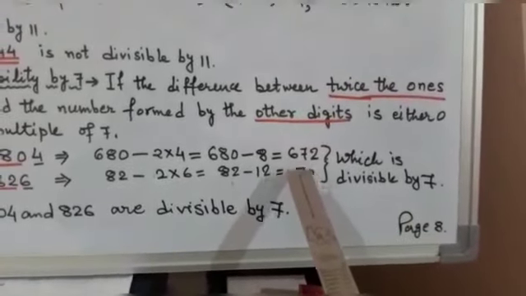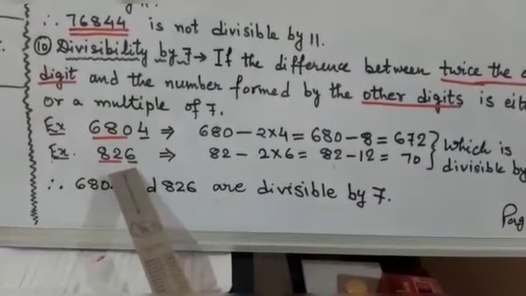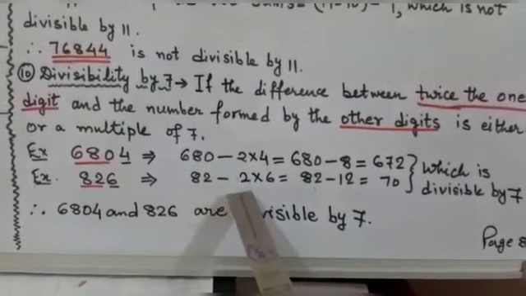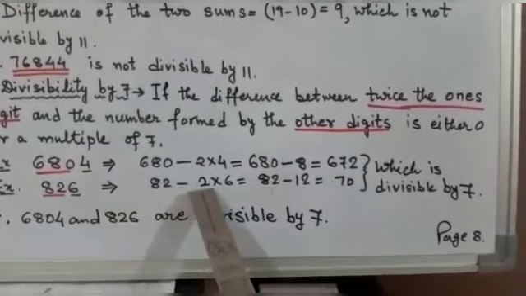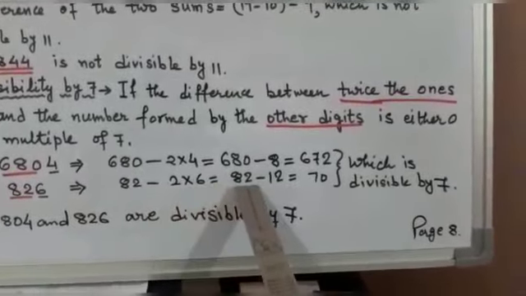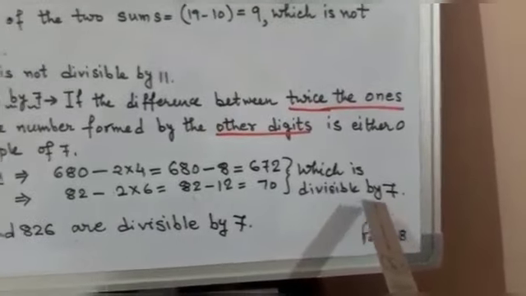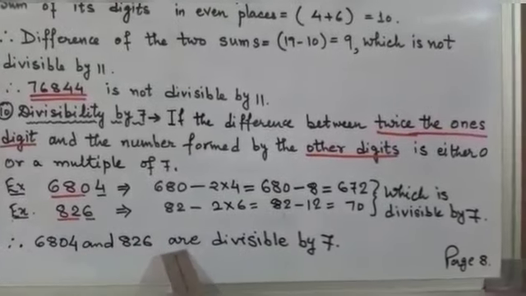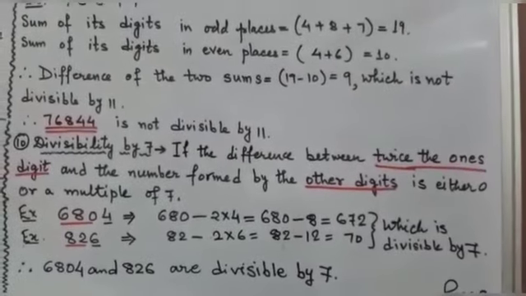It's easily divisible. Next question, 826. Again the ones place is 6, multiplied by 2: 2 into 6, and the rest of the number is 82. So 82 minus 2 6s are 12, 82 minus 12 is 70. Again 70 is also easily divisible by 7. Therefore, we can say that 6804 and 826 are divisible by 7. So students, we have to learn all the divisibility tests.